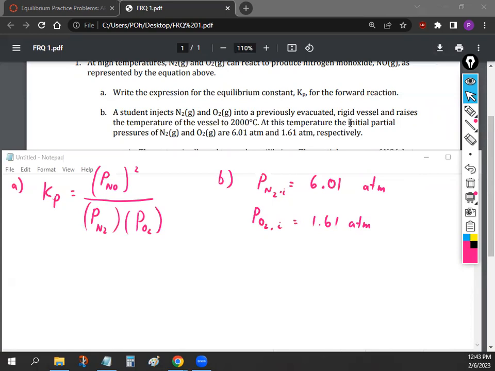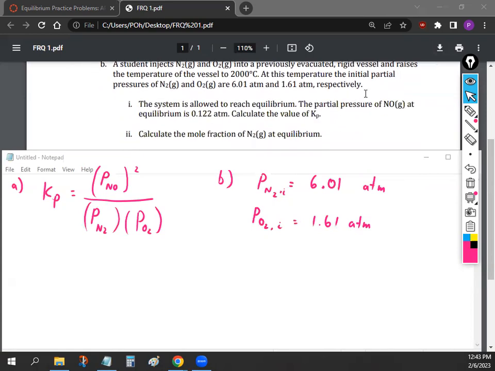So we're just pulling out some information from the problem. And basically the problem is asking us to find the Kp. So if we have the initial pressures and we want to find Kp, what do we need to use in order to solve this problem? Ice table, yes. Smooth.